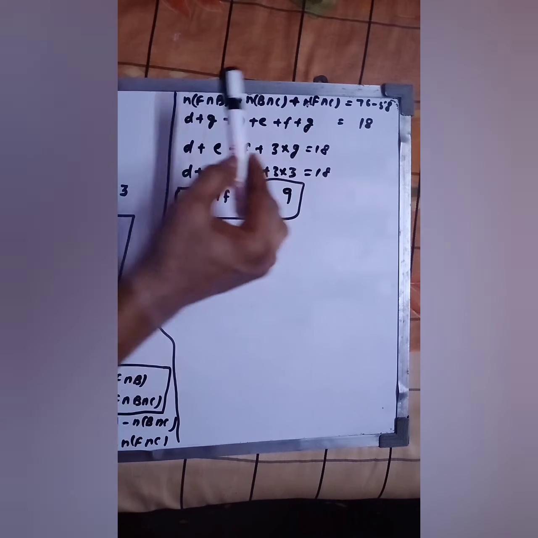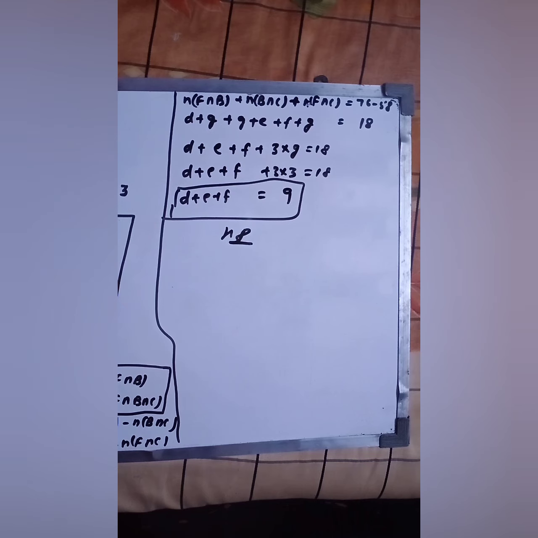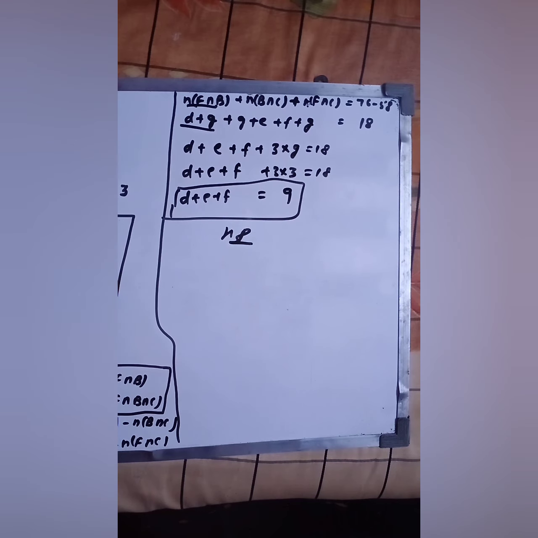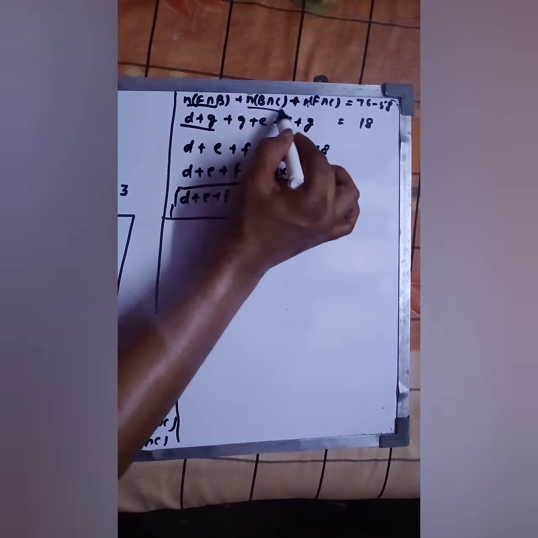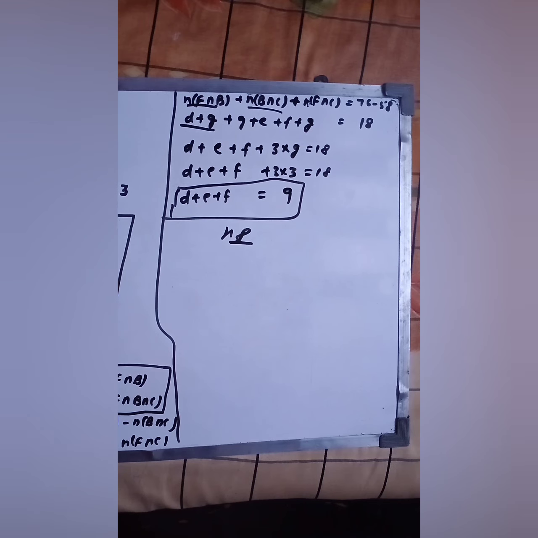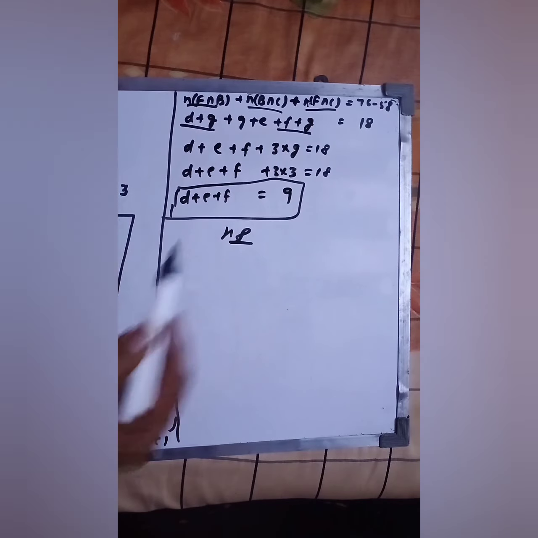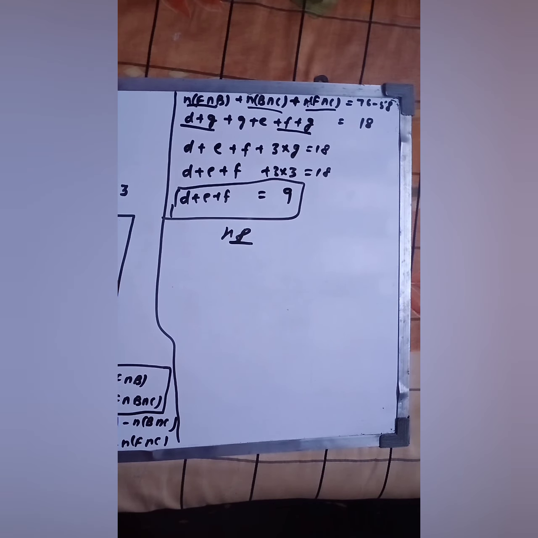Now, F intersection B means what? This is your F, this is your B. Intersection means the D and G part. This is the common region in both football and basketball. So in place of F intersection B, I'm writing D plus G. Similarly, in place of B intersection C, I'm writing G plus E, because this is common. And similarly, in place of F intersection C, I'm writing F plus G.